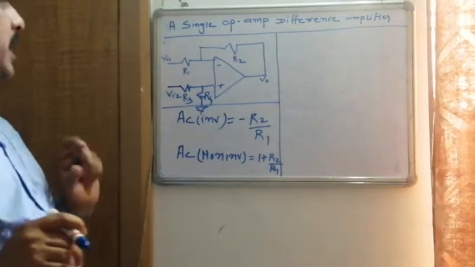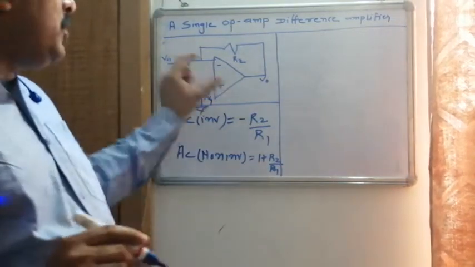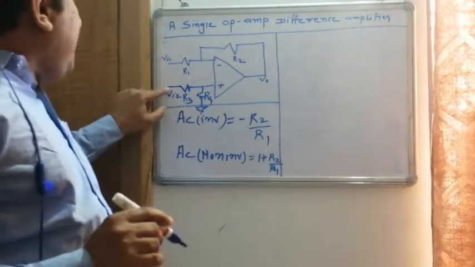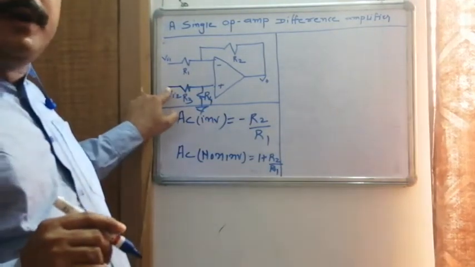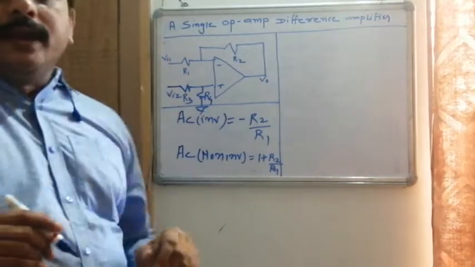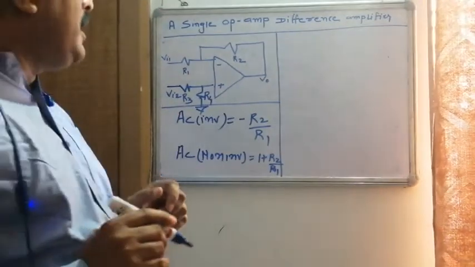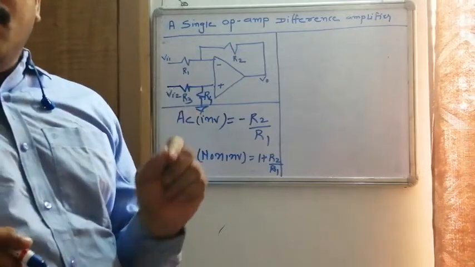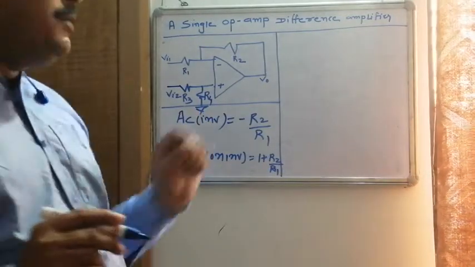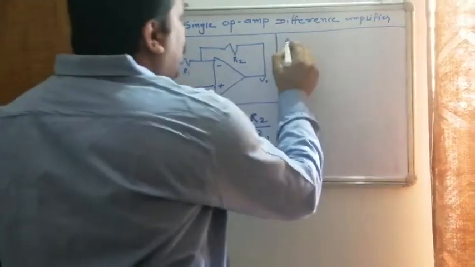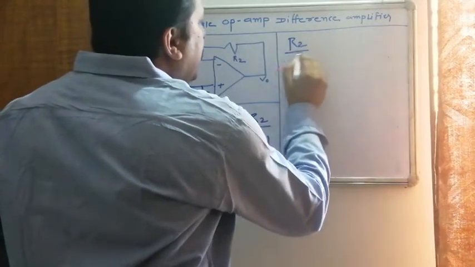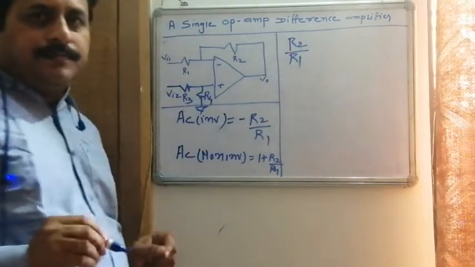So again here we apply the superposition theorem for solving this circuit. If I ground the non-inverting terminal, it will work as an inverting configuration. So what is the gain of the inverting configuration? Here we are omitting the negative sign, only taking the magnitude. It is R2 by R1.